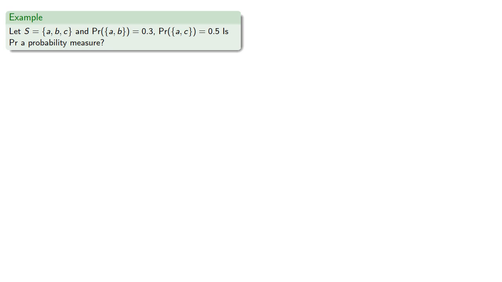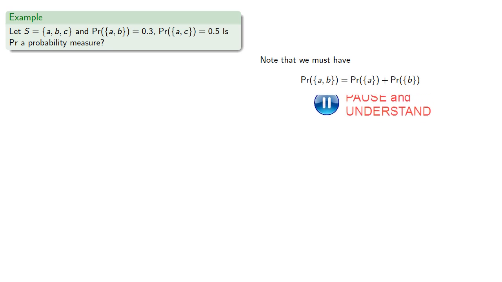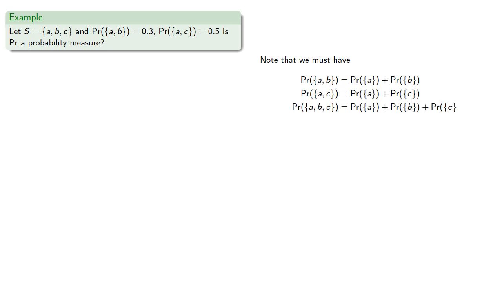We can also use our definition more constructively. Let S be our sample space, and let's suppose the probabilities of two events are given. Do we actually have a probability measure? The important thing here is once we add a few restrictions, we are no longer free to choose any values that we want. So the first thing to note is that any event can be broken up into its mutually exclusive outcome events. So the probability of the event A, B is the same as the probability of A plus the probability of B. And likewise for the probability of A, C, and for the probability of A, B, and C.